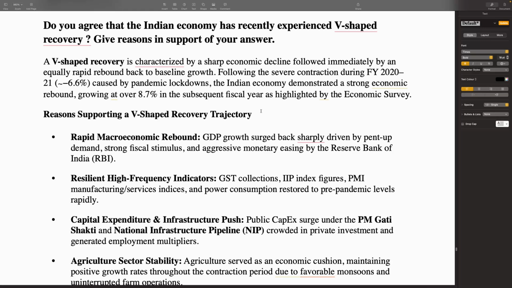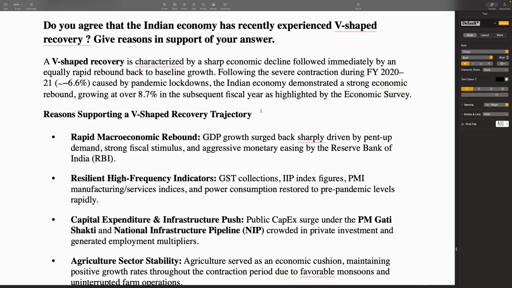Following the severe contraction during financial year 2020-21, minus 6.6% caused by pandemic lockdowns, the Indian economy demonstrated a strong economic rebound, growing at over 8.7% in the subsequent fiscal year, as highlighted by the Economic Survey. Reasons supporting a V-shaped recovery trajectory.